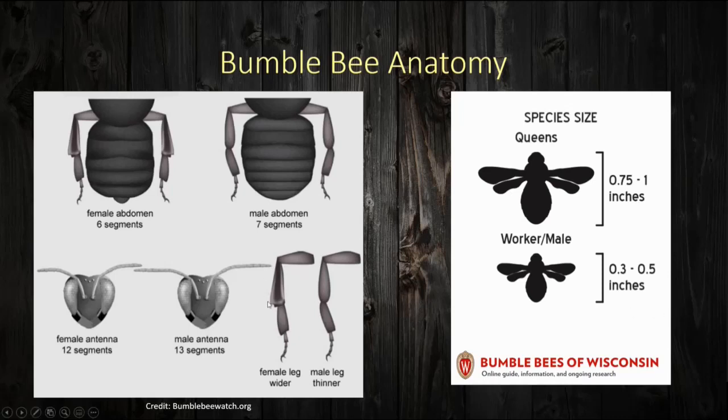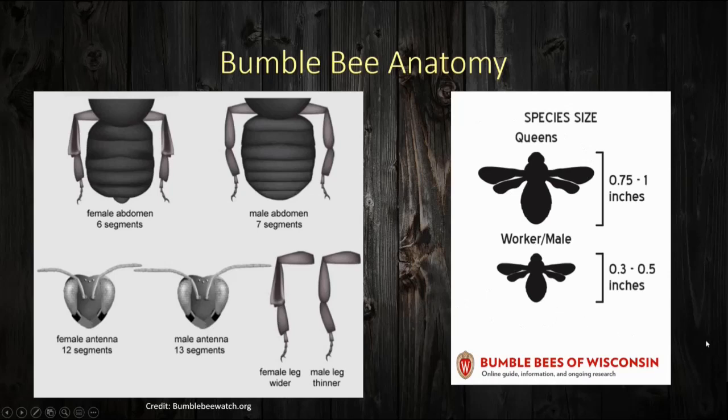Females are going to have this pollen basket or corbicula, so it's going to be this slightly concave area that is used to carry and transport pollen back to the nest. And you can note how it juts out a little bit, unlike the male leg here, which is a little narrower and more rounded. Then we've got the size guide to the right here.